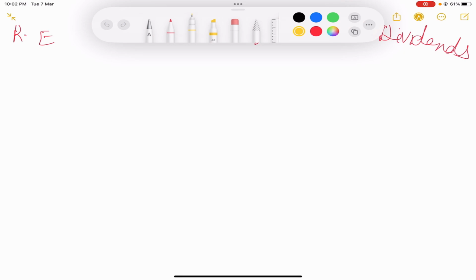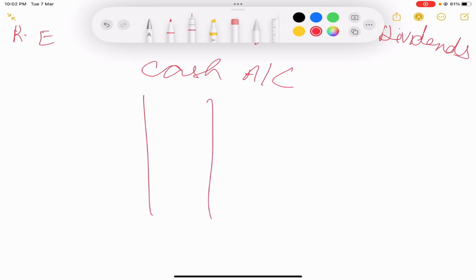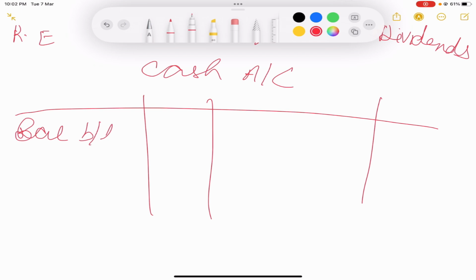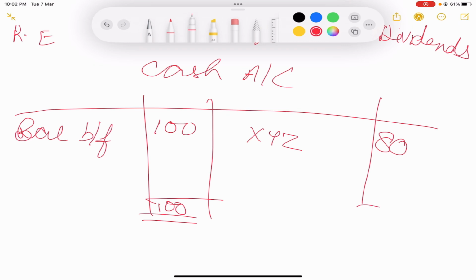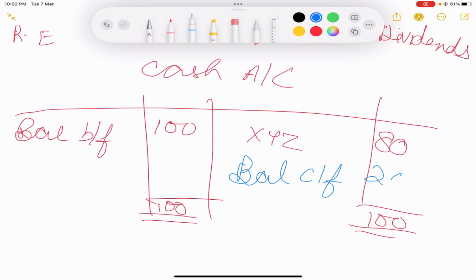Let's say I have a cash account. This is just an example. Cash has a debit balance, right? So my balance BF is, let's say, 100, and let's say XYZ something, which is 80. Now when I'm doing the totaling, which side will my balance come? This side. So my balance CF is going to be 20, right? Now tell me, what is this?